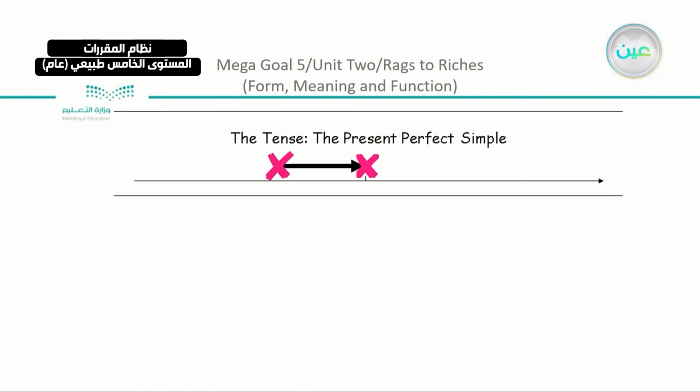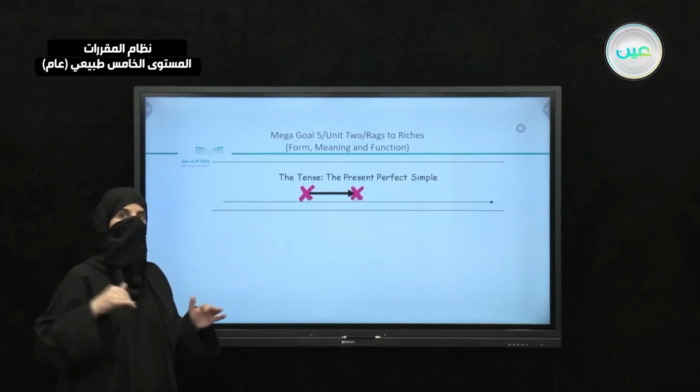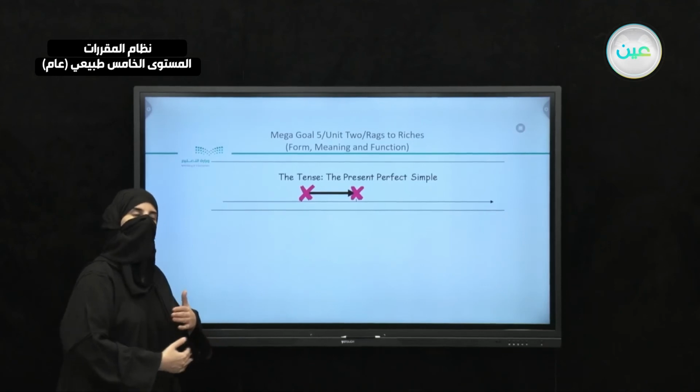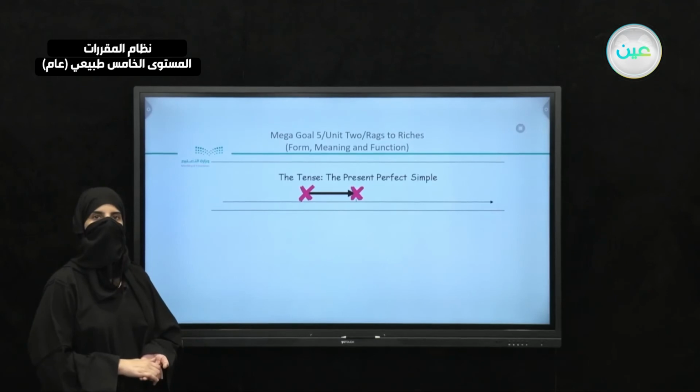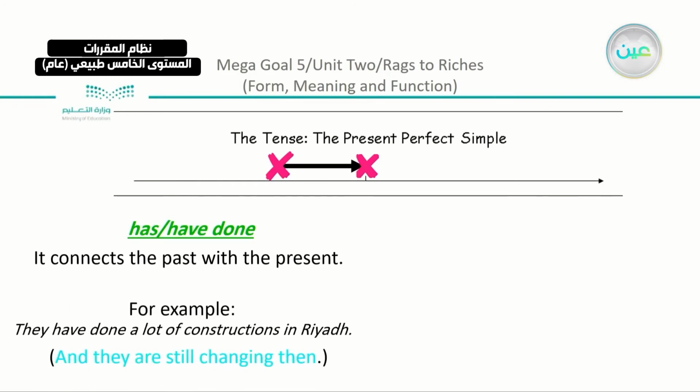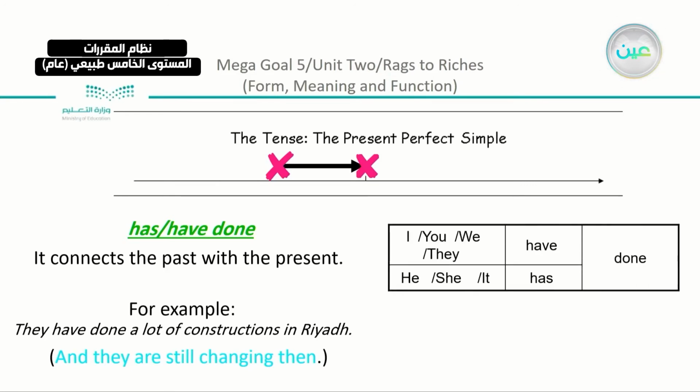On the other hand, we have the present perfect simple. As we said, it is connected between the past and the present. There is some kind of connection. When we said, for example, everyone has seen al-mamlaka, can you say when you saw al-mamlaka in the past? No. Do you know al-mamlaka now? Yes. So there is some kind of connection that shows there is an effect, or something still happening in the present time. Here we can use either has or have in the sentence, and it connects the past with the present. For example, they have done a lot of constructions in Riyadh. We used have plus the past participle done, which means the constructions are still going on. In our table, we have either the plural using have plus the past participle, or the singular with has plus the past participle.